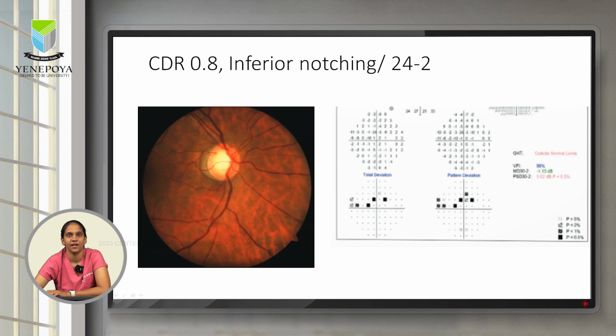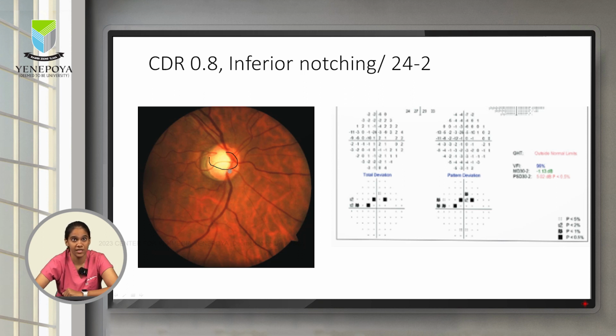Now moving on, I am going to show you cases of glaucoma with both field defects and perimetric changes. Consider that all the patient data has been entered and the data is reliable. We will just be interpreting or comparing these with each other. So what you see in this CDR of 0.8 is inferior notching.